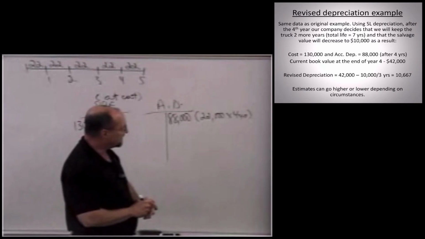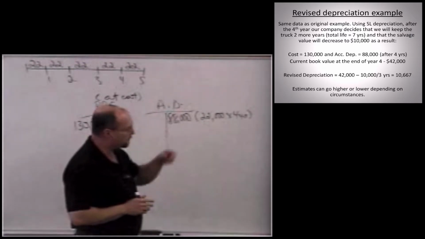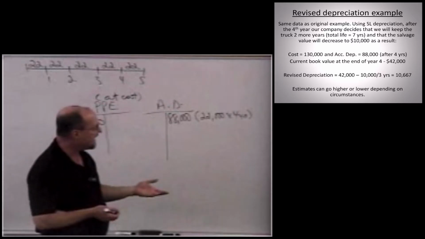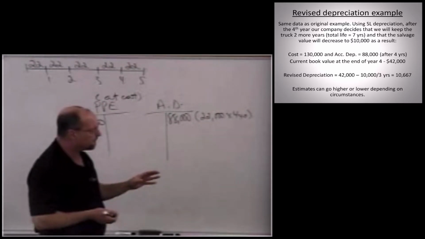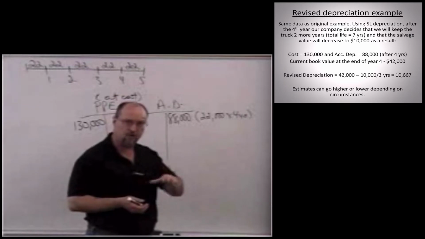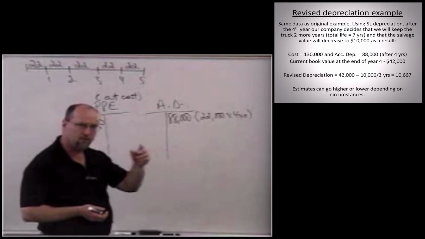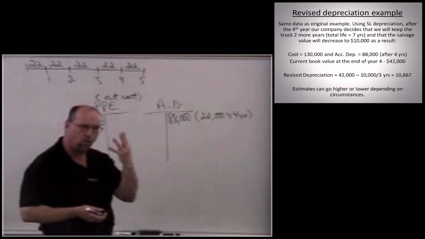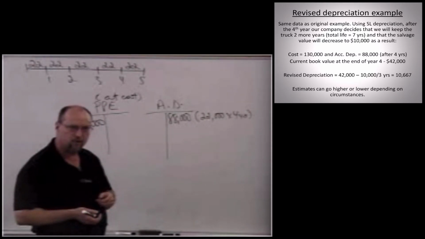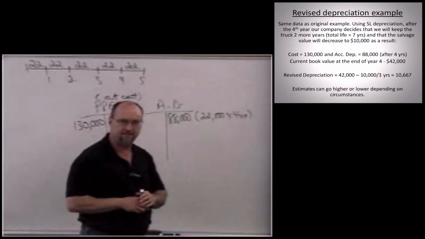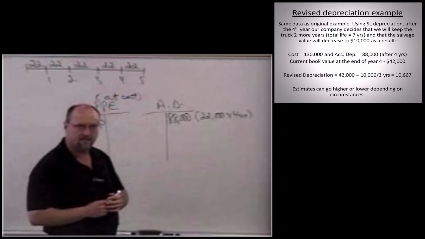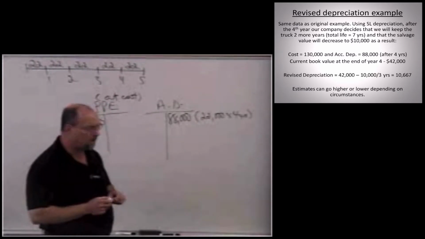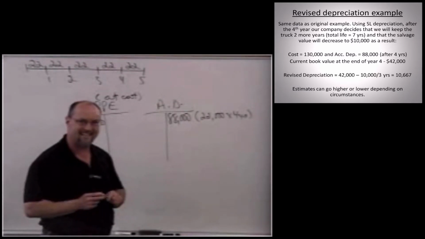We estimate that we're going to keep this asset for 2 more years. Since business is slow, we can't afford to buy a new truck, and that would give it a total life of 7 years, 5 the original plus 2 more years. So the remaining life is 7 minus the 4 years we've already used it, so we have a 3-year new remaining life. And because we're going to hang on to this truck and drive it 2 more years, instead of a salvage of 20, we're going to decrease the salvage value to $10,000.